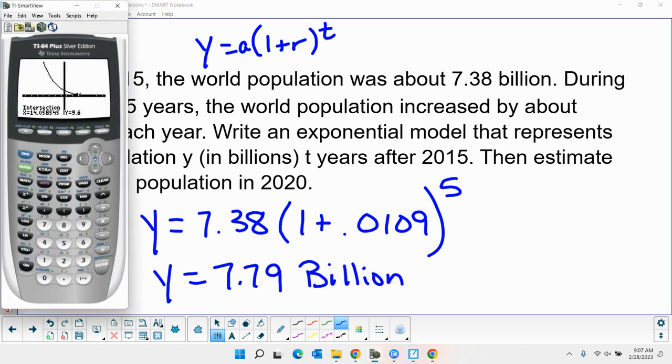All right, so just, again, you don't have to do the y equals. You can just put all that in. 7.38 parentheses 1 plus, remember, you're changing the percent to a decimal, 0.0109. To move it 2 places to the left, close it up. Caret, remember, because you're raising it to an exponent, to a power, 5. And that's where we get to 7.79, okay?